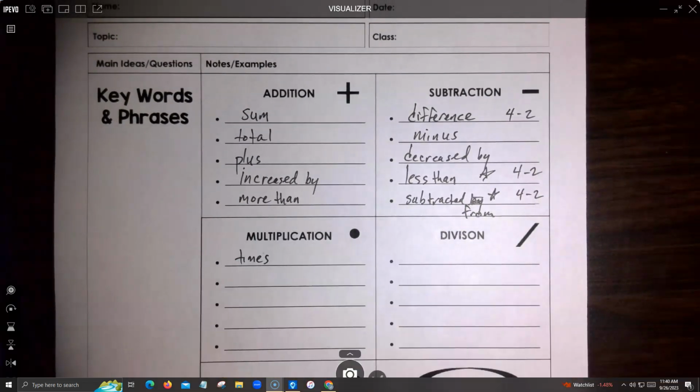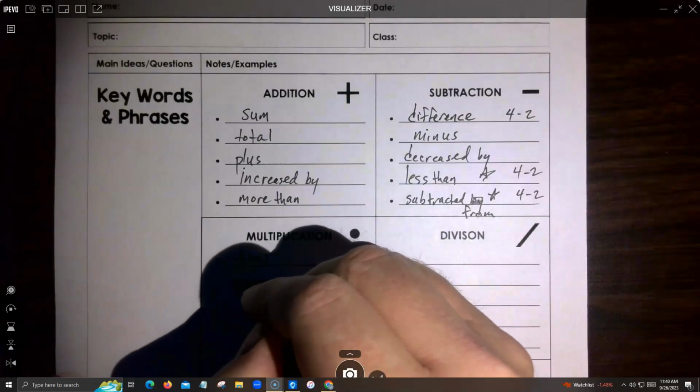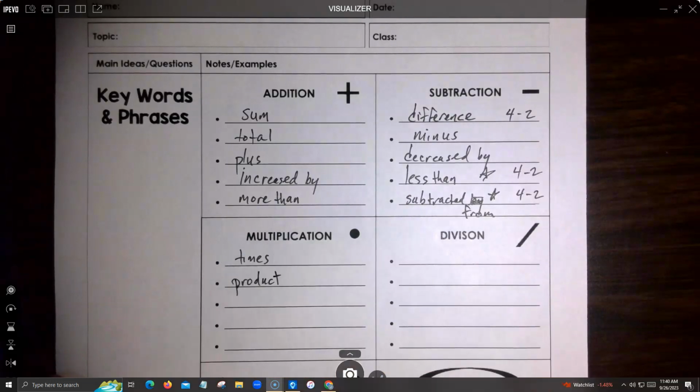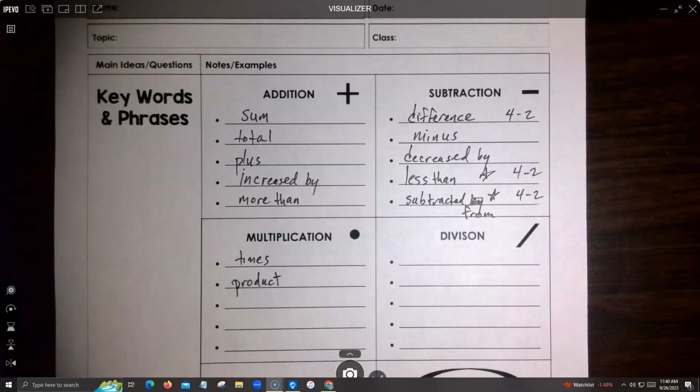Times. Okay, that's kind of the one we used to use when you were little. 4 times 2, 2 times 7. Okay, so you used times when you were little. Then you were introduced to the word product. Okay, again, when we do product, we multiply two things.